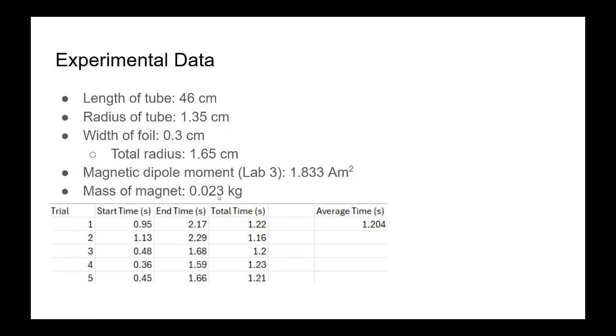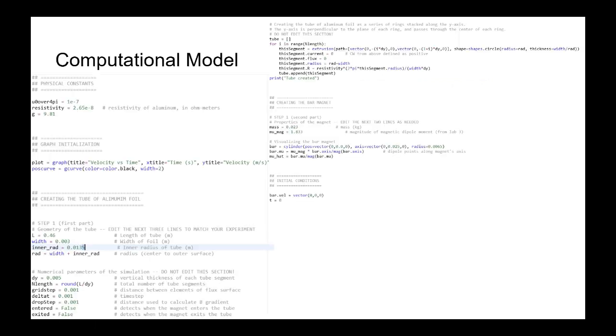So the experimental data: the length of the tube was 46 centimeters, and the total radius of the tube was 1.65 centimeters, broken down as you see above. The magnetic dipole moment, which was already measured from Lab 3 with the same magnet, was 1.833 ampere meters squared, and the mass is 0.023 kilograms approximately. And you can see at the bottom the time trials that we ran and how we got to the average time of 1.204 seconds to fall through the tube.